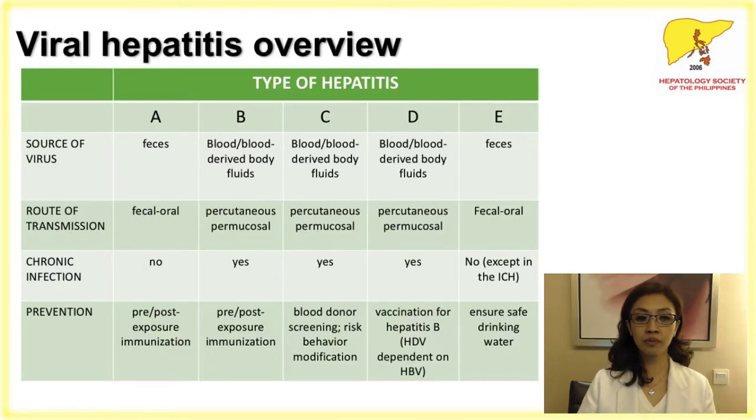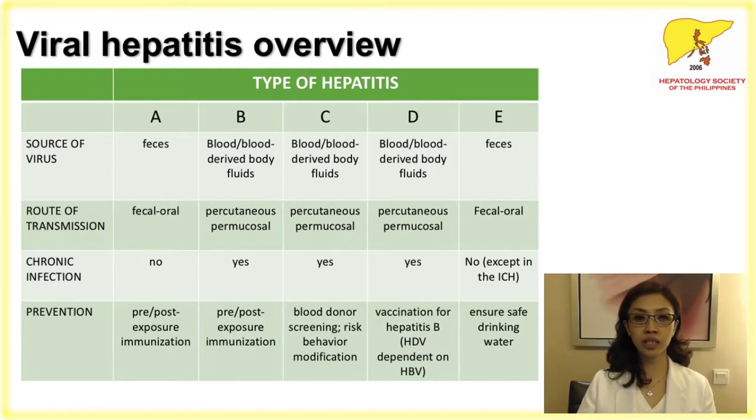These are the more common and clinically relevant viral hepatitis. Viral hepatitis A and E are very similar in that they are transmitted via fecal-oral route and that they almost never progress to chronicity, except in the immunocompromised host. Hepatitis B and C are both transmitted percutaneously or permucosally via blood and other body fluids. Both can become chronic diseases and lead to development of cirrhosis and cancer.